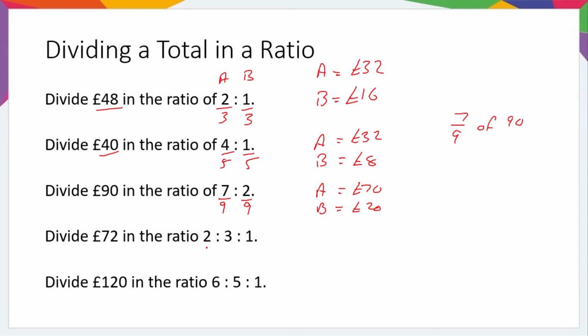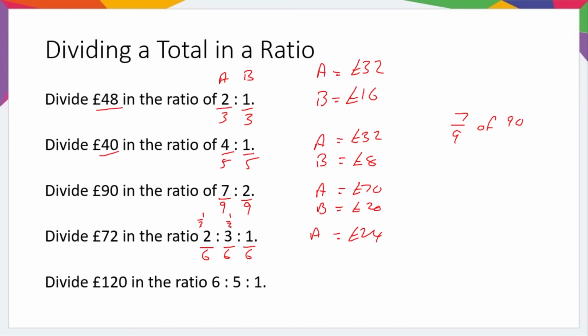Here's a three-way ratio. It's no more difficult than a two-way. Again, add the numbers up. 2 plus 3 plus 1. We're dealing with sixths. And if you want, you can change the 2/6 to 1/3 if you simplify it, and 3/6 is a half. It might be easier, but it doesn't matter. So person A will receive 1/3 of 72. So that is 72 divided by 3, which is £24. Alternatively, 72 divided by 6 times by 2.